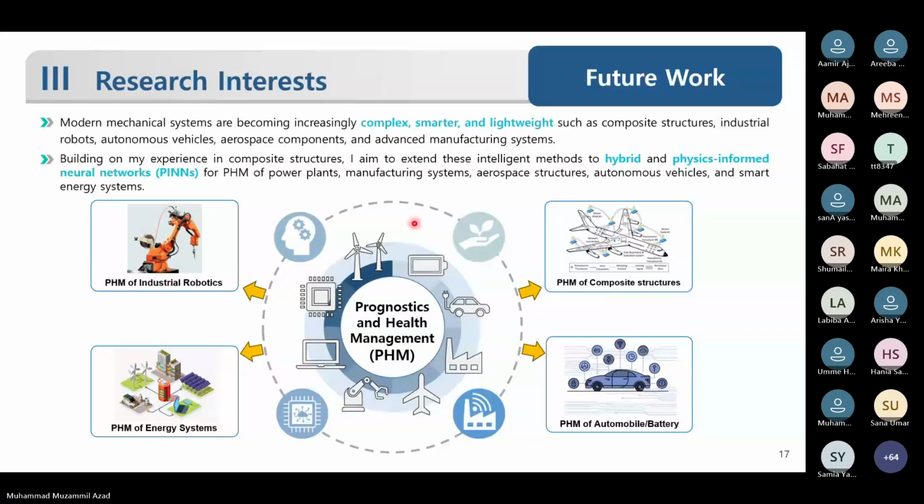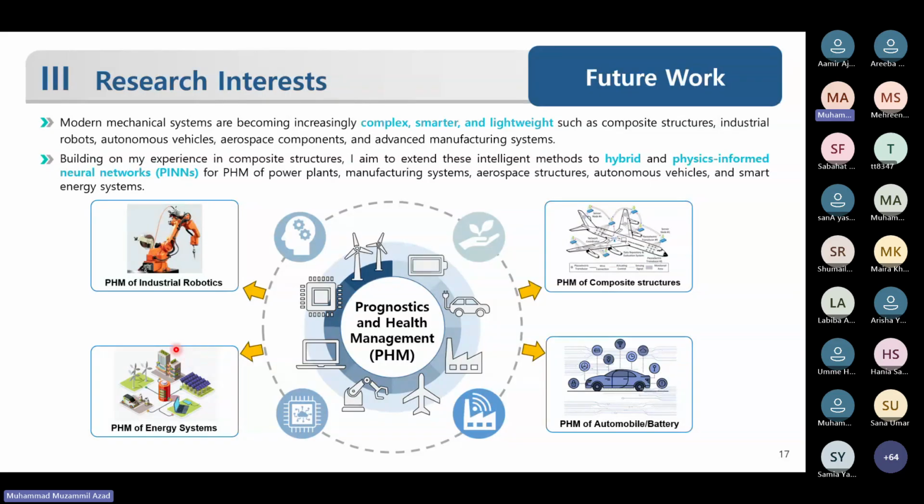So for future work, my main goal is to implement the same PHM strategies in various other fields. My current focus was on composite structures during my PhD. From now onwards, I am planning to extend my research from composite structures to maybe industrial robots. In modern industries, most of the operations are performed by robots, so I want to check how we can implement PHM on industrial robots.